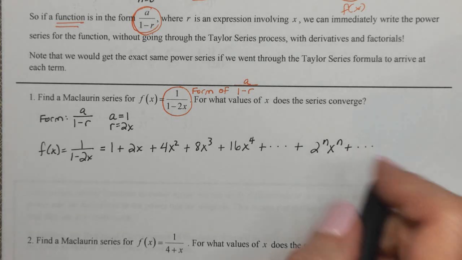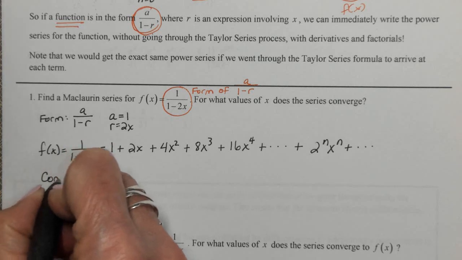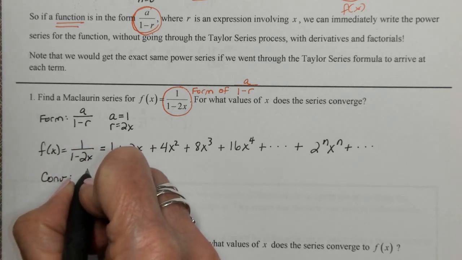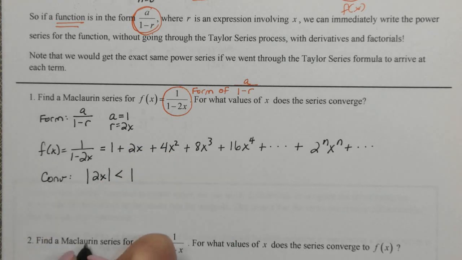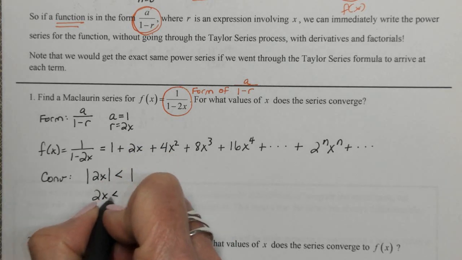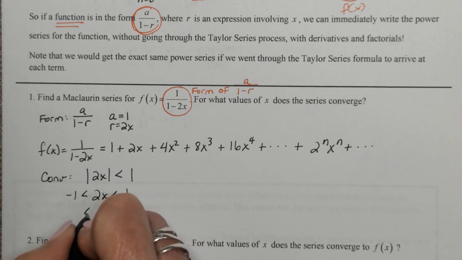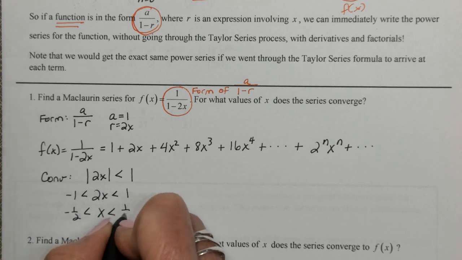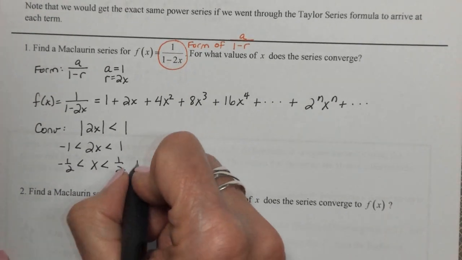For what values of x does this converge? We don't have to do the ratio test, not if it's geometric. I wouldn't do the ratio test if I know that the series is geometric. So this converges if the absolute value of r is less than 1, which means 2x is between -1 and 1, which means that x is between -1/2 and 1/2. That is the interval of convergence.